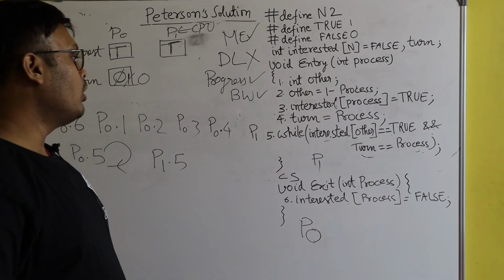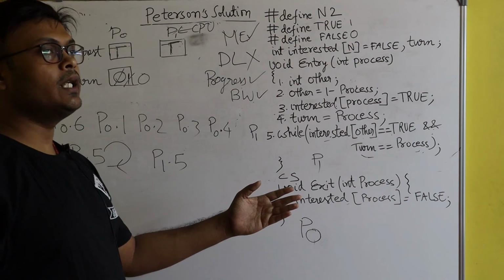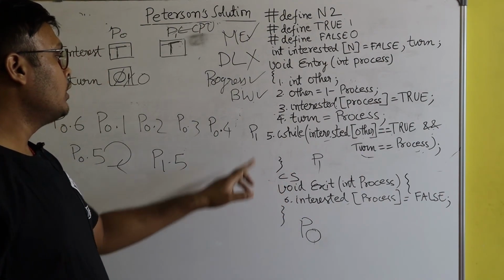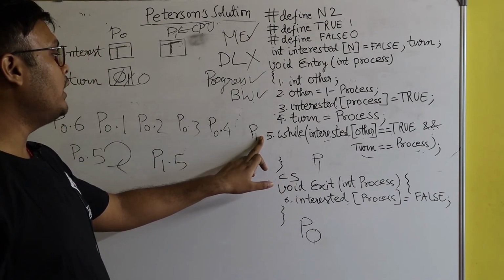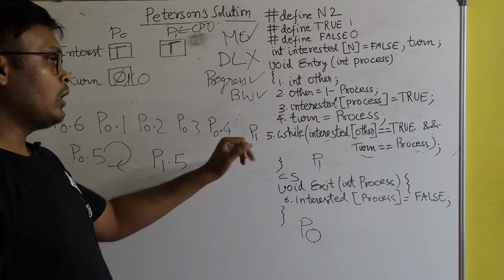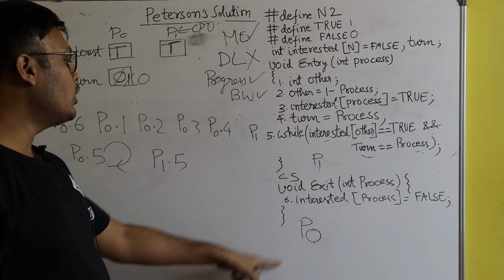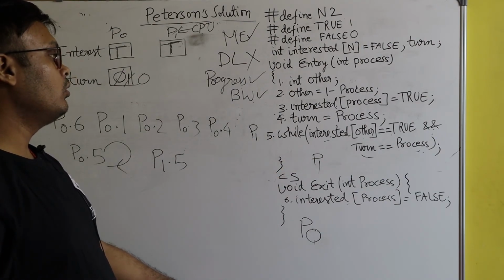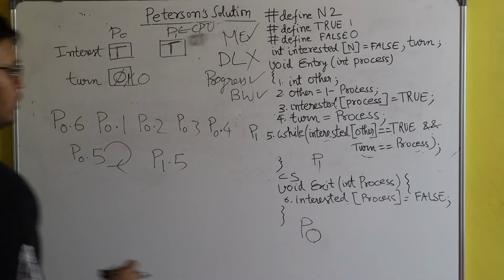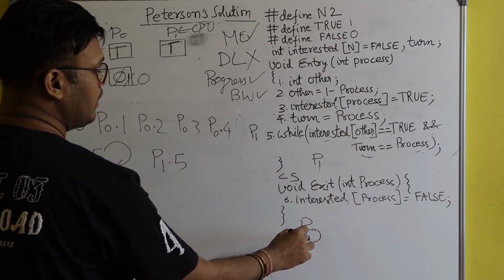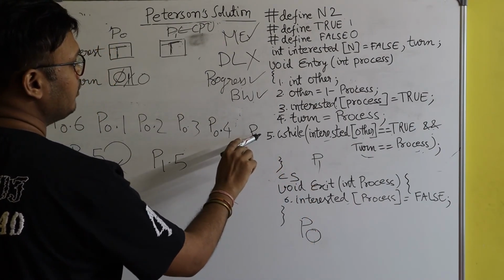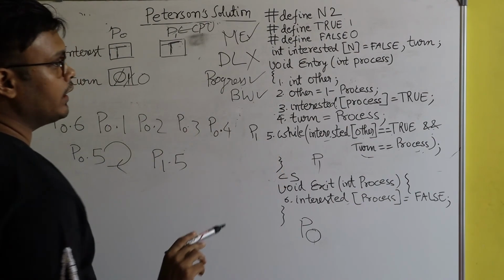How? Because each process is getting equal chance. When process P1 was waiting to enter inside the critical section, how was P1 waiting? P1 was waiting for P0 to come out from the critical section. And when P0 came out from the critical section, P1 could get the entry inside the critical section.